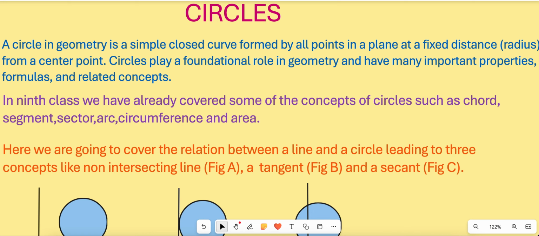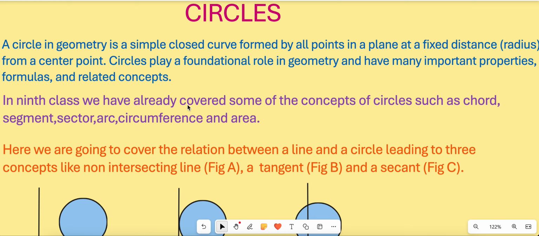Welcome to the session on circles. A circle in geometry is a simple closed curve formed by all points in a plane at a fixed distance called radius from a given point called center. Circles play a foundational role in geometry and have many important properties, formulas, and related concepts.